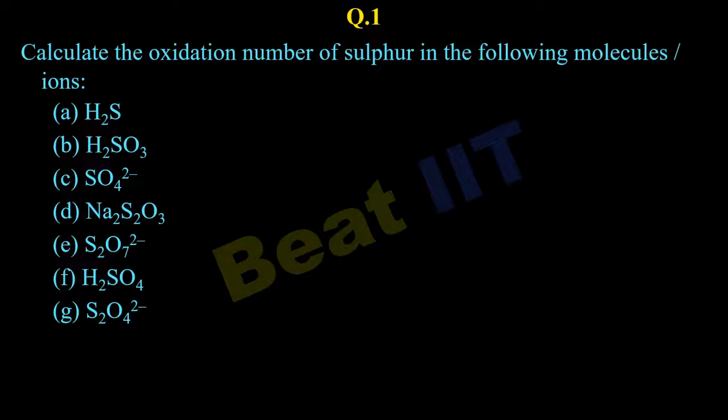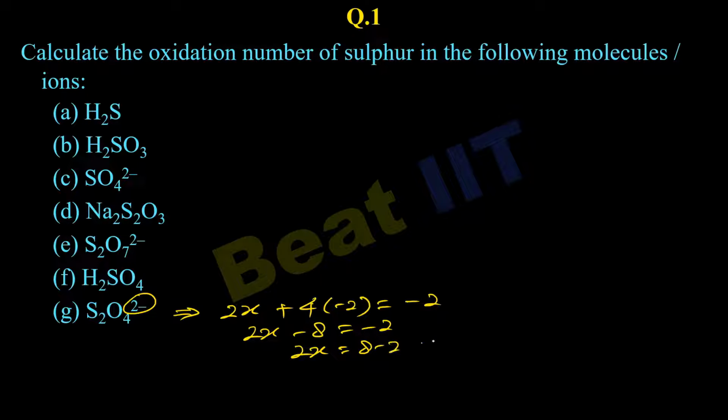Next, S2O4 2 minus. The sum of all oxidation states here will be equal to minus 2. So for sulfur we have 2, we will say 2X plus 4 oxygens equals the total charge, minus 2. 2X minus 8 equals minus 2. 2X equals 8 minus 2, that is 6. It means X will be 6 by 2, that is plus 3. So the oxidation state of sulfur in the S2O4 2 minus ion will be plus 3.